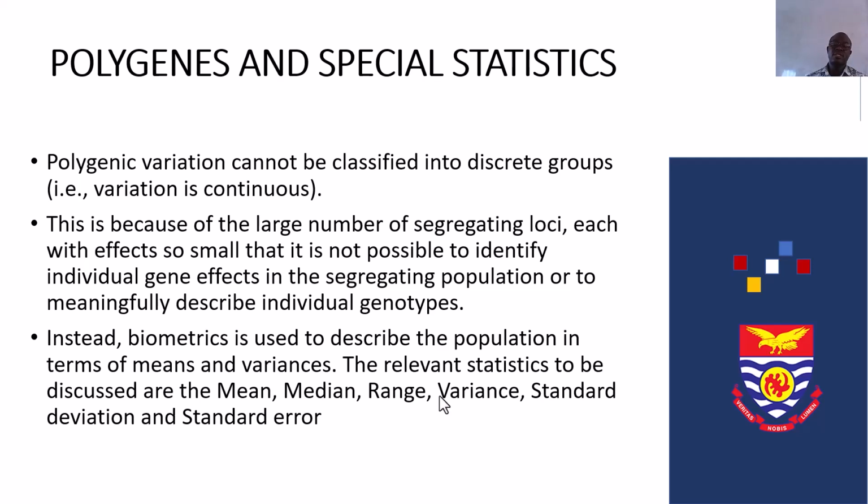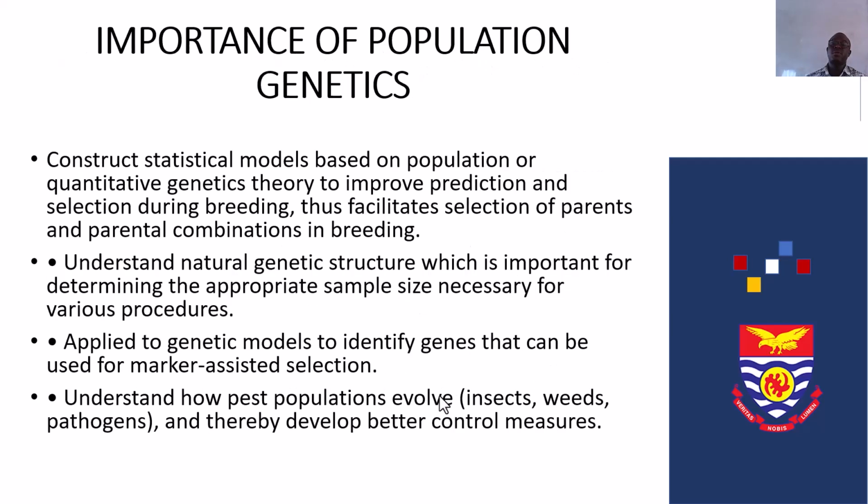The relevant statistics to be discussed are the mean, median, range, variance, standard deviation, and standard error. Importance of population genetics: construct statistical models based on population or quantitative genetics theory to improve prediction and selection during breeding, thus facilitating selection of parents and parental combinations in breeding.